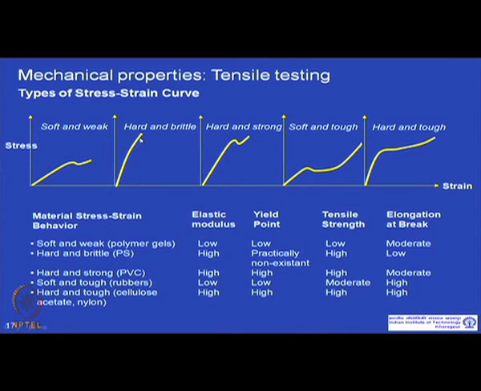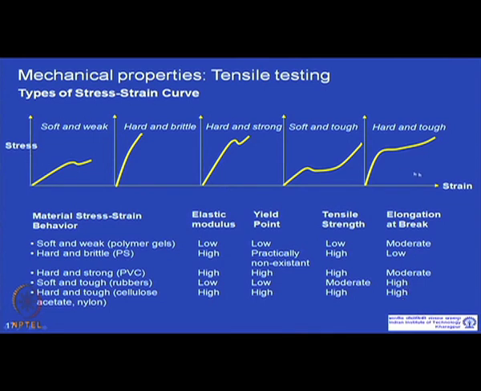This is hard and brittle, so it breaks at low strain elongation value. Similarly, this is hard and strong, this is strong and tough, and this is hard and tough, and examples of these are given in this table. So, hard means higher elastic modulus, whereas soft means low elastic modulus, and weak and brittle is basically given by the elongation at break. So, high elongation means toughness value is high.